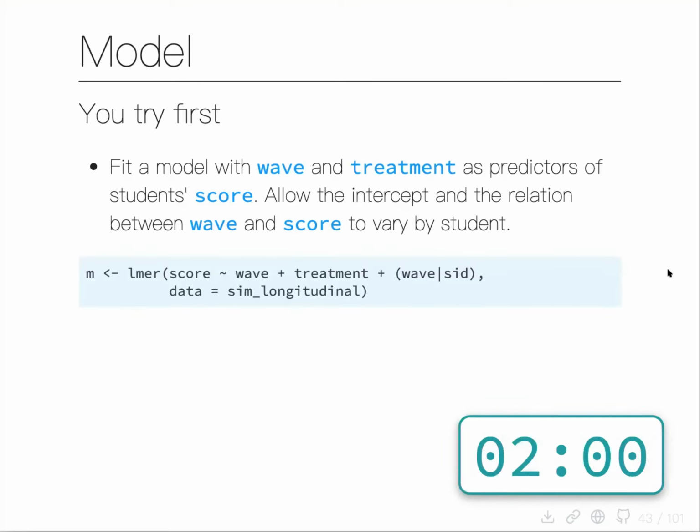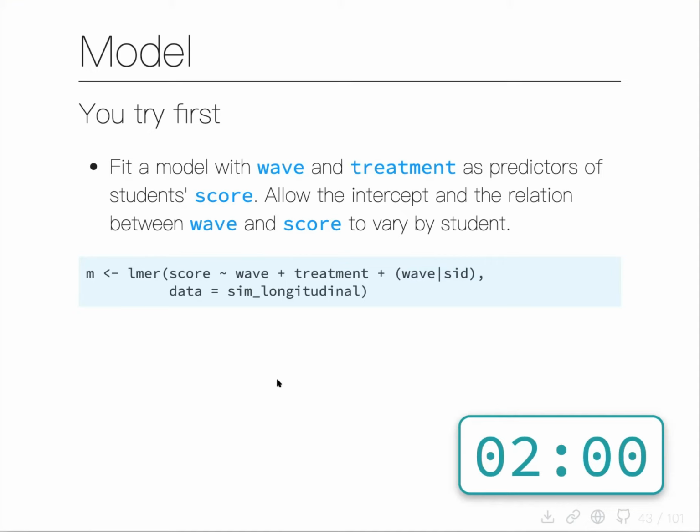Okay, hopefully you got through. If not, this is the code, so go ahead and just copy this code and bring it over. What we're going to do here is I'm creating the object called M for our model, linear mixed effects regression. Score is the outcome, modeled by an intercept, which is implied because I could say one plus, but I'm leaving it out. Wave plus treatment, so these are the two predictors of score, fixed effects predictors. And then here's where I'm defining my random effects. I'm having wave vary randomly across student IDs. And again, the intercept is implied there. So it's one plus wave, and you could have both in there if you want to be more explicit. So the intercept and the wave slope are varying across SIDs. And then the data is equal to sim_longitudinal.